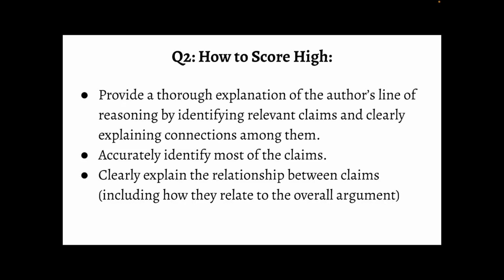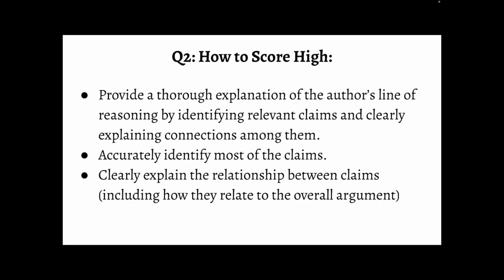Question 2, how to score high. You want to provide a thorough explanation of the author's line of reasoning. You want to identify the relevant claims, and explain the connections among those claims. You want to make sure you accurately identify most of the claims. The sources given will definitely have at least 4 main claims, 4 to 5.